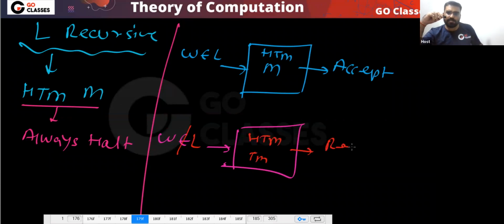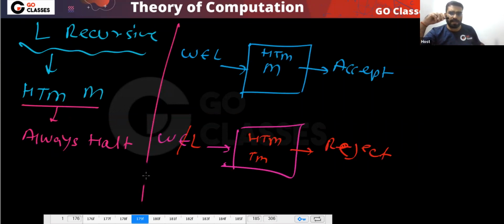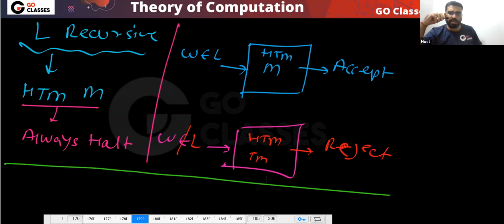It will reject. It will reject, right? Okay. So what do you do? Very simple. Just complement. Basically, now I am creating a question. What is the question? The question is this. This is a question for you. Can you try this?